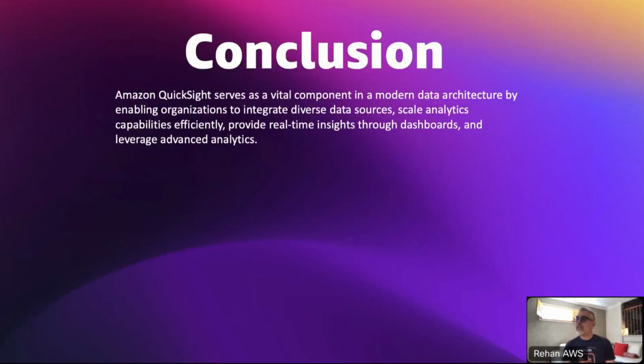All right, so just to wrap it up, we'll draw the conclusion. The conclusion here is that Amazon QuickSight serves as a vital component in a modern data architecture by enabling organizations to integrate diverse data sources, scale analytics capabilities efficiently, provide near real-time insights through interactive dashboards, and leverage advanced analytics, all while maintaining cost effectiveness and promoting self-service BI practices. So this positions QuickSight as an essential tool for businesses aiming to enhance their decision-making processes through data-driven insights.